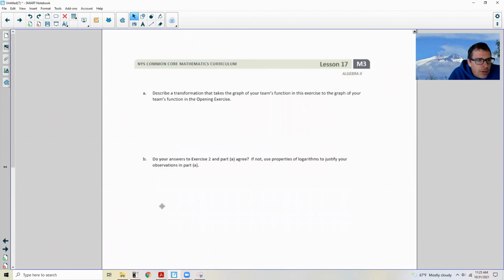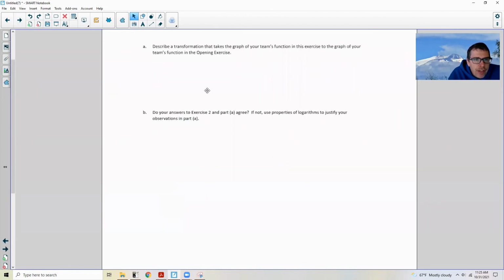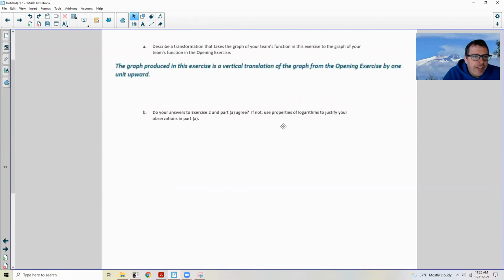All right, so now let's answer the questions. Describe the transformation that takes the graph of your team's function in the exercise to the graph of your team's function in the opening. And you would say the graph produced in the exercise is a vertical translation of the graph in the opening exercise by 1 unit up.